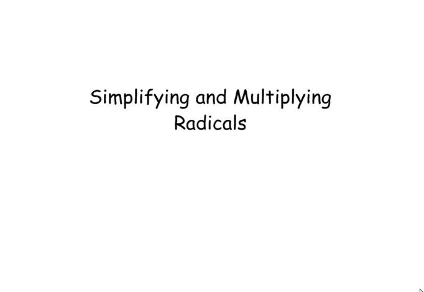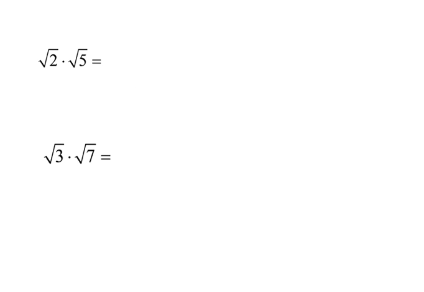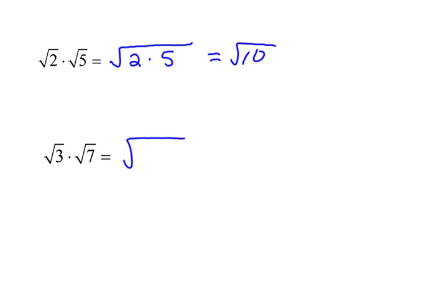This lesson is on simplifying and multiplying radicals. When we multiply radicals, we multiply the numbers that are underneath the radicals. So when we do the square root of 2 times the square root of 5, that's the same as saying the square root of 2 times 5, which is the square root of 10. Here, when we're multiplying the square root of 3 times the square root of 7, that's like saying the square root of 3 times 7, which is the square root of 21. So that's how we multiply radicals.